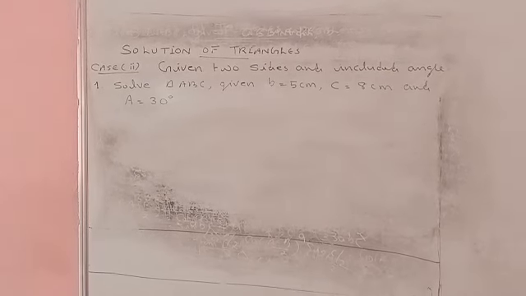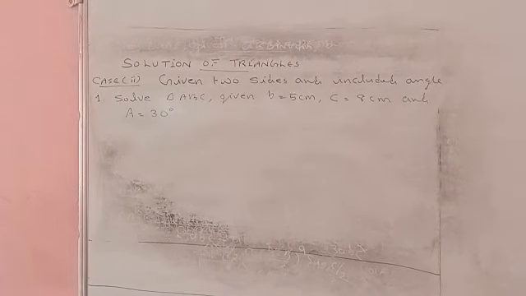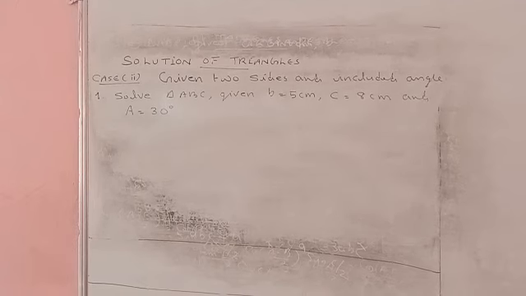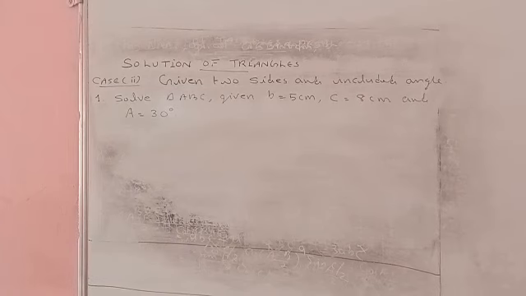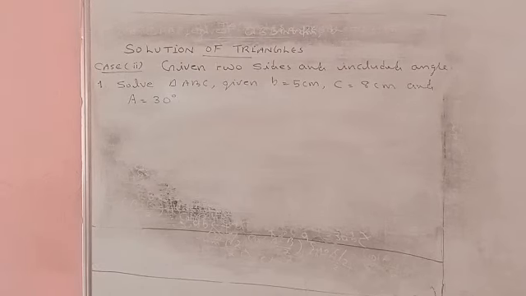Here is the first problem. Solve triangle ABC. Given two sides b and c, b is 5 cm and c is 8 cm, and the included angle between the sides b and c is angle A, that we know. Here A is equal to 30 degrees. Then find capital B and capital C and side small a. We know that a squared is equal to b squared plus c squared minus 2bc cos A.